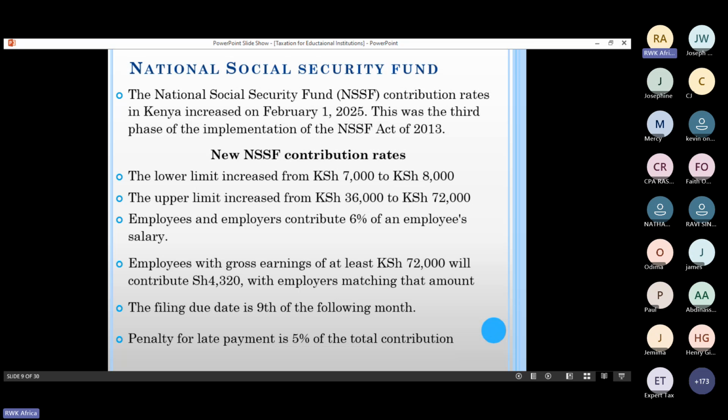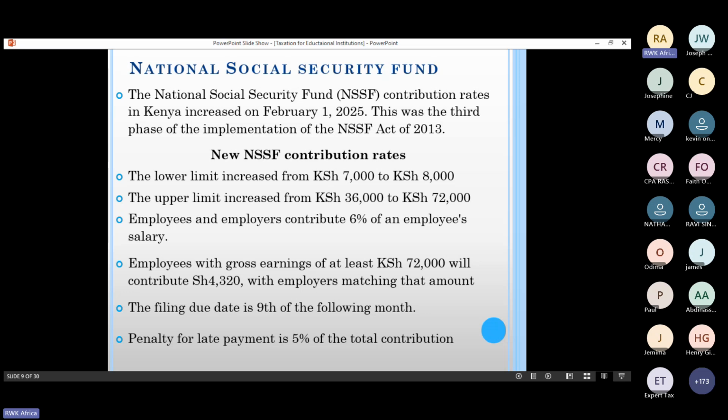contributed to NSSF. Or basically, in a simple way, if you're earning, let's say 30,000, the NSSF that should be contributed will be 6% of the 30,000, that is 1,800. So you contribute 1,800 as an employee, and the employer will also contribute 1,800. So the total will be 3,600 that should be remitted to NSSF.